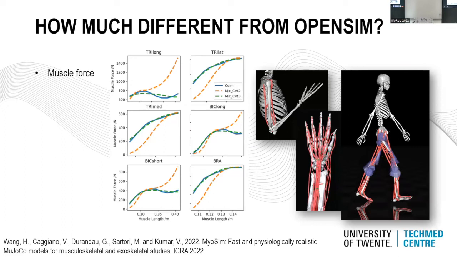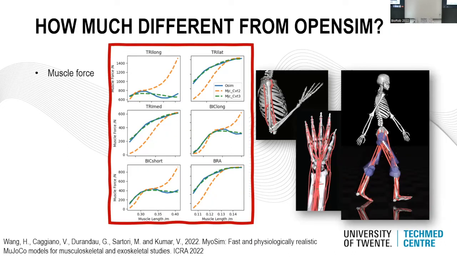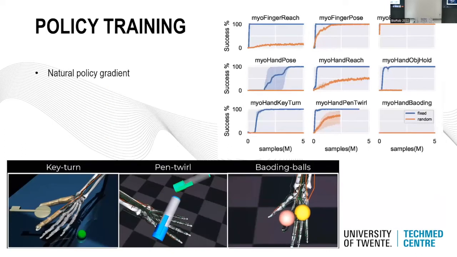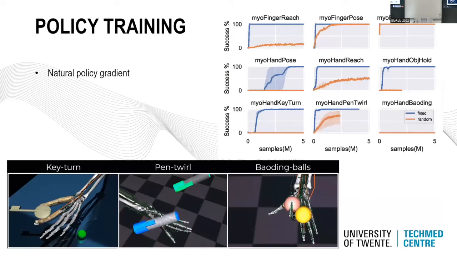To get closer to it, we use an optimization routine where we try to fit the muscle forces from our model to the ones in OpenSim by changing kinematic and dynamic parameters in our model. What you can see here on this graph is, in blue, the muscle forces from OpenSim, and in green, after this optimization routine, that we can imitate the muscle forces from OpenSim quite closely.